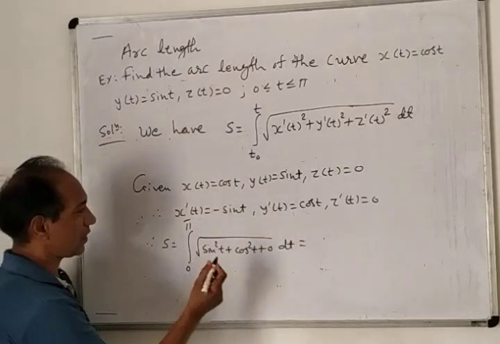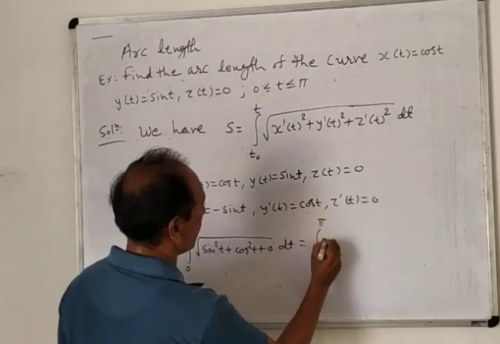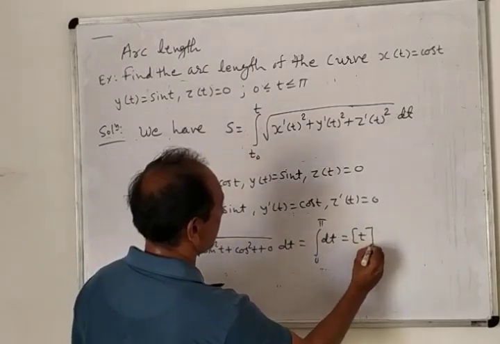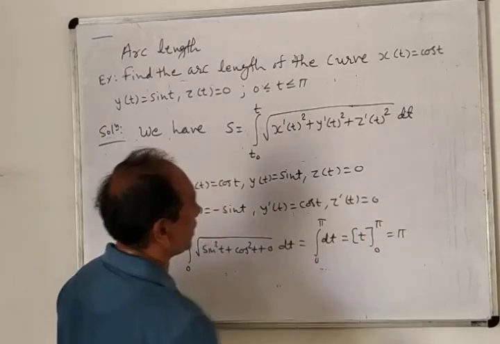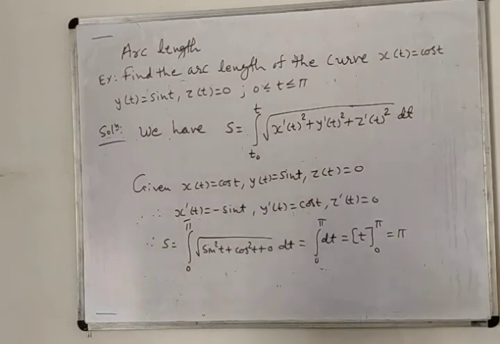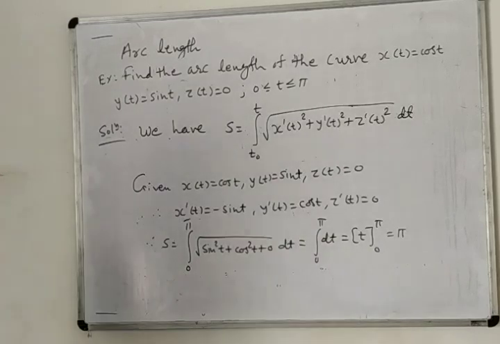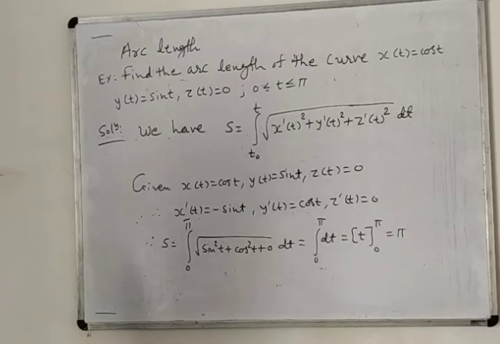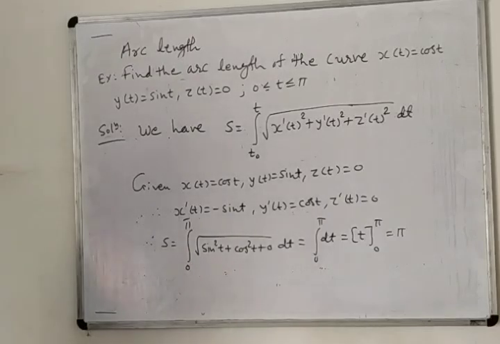This is 1, and the square root of 1 is 1. So we only have the integral from 0 to pi of dt, and the integration of dt from 0 to pi gives t, so its value is pi minus 0, which is pi. You can verify this very easily. So all of you write down this solution and practice yourself.